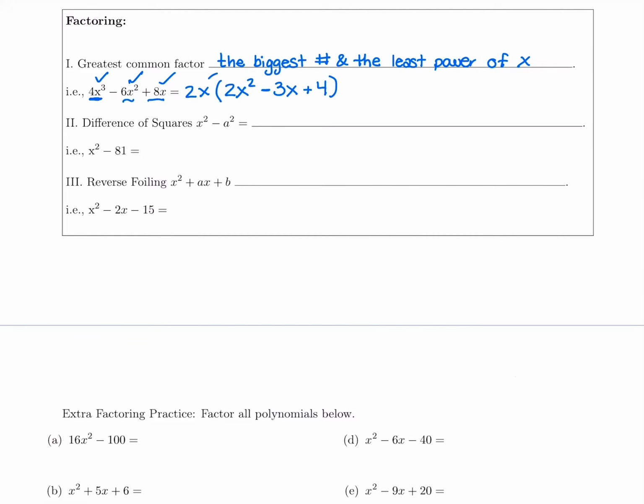So you can double check by distributing to make sure you get all three terms back, and we will on that one. So you're pulling out the biggest number and least power of x, and you can try that with any number of terms. So here we had something that was 3 terms to start with, but even if it had 4 terms or 2 terms, we could always pull out a greatest common factor, regardless of how many terms are in there. Whereas the next one, difference of squares, is only for binomials.